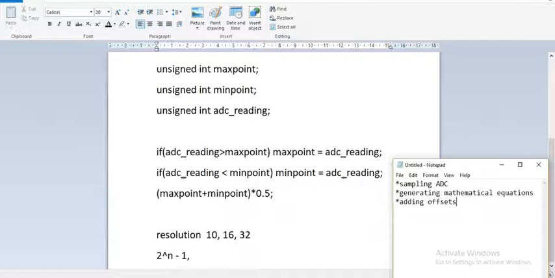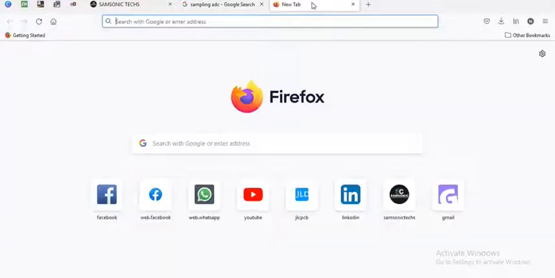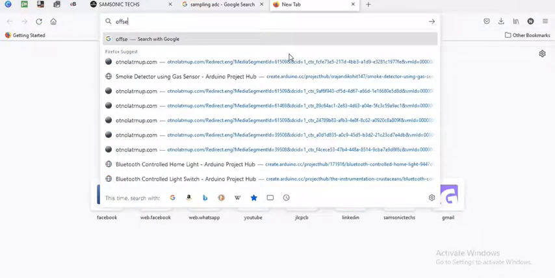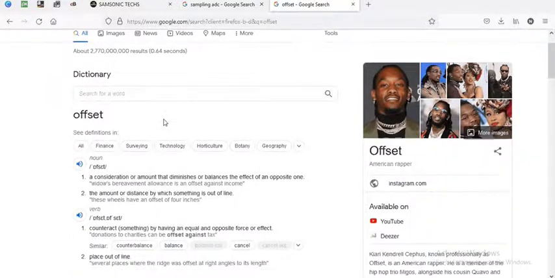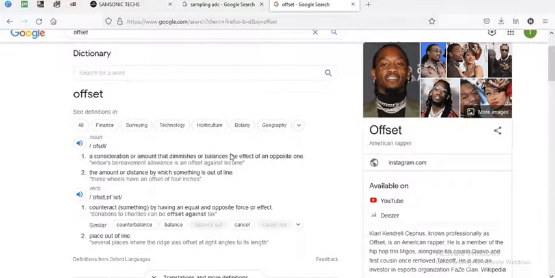So what we are trying to do by adding offsets is, instead of using a variable, we want to use an offset to get what we want. You get what I mean? So offset is very important in programming. So we are going to Google the meaning of offset so that you can know what I mean. It's a consideration or amount that diminishes or balances the effect of an opposite one. The amount or distance by which something is out of line. You understand?